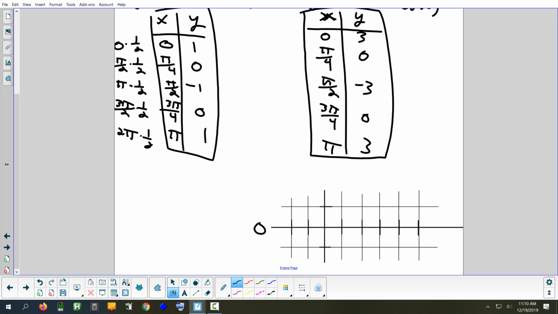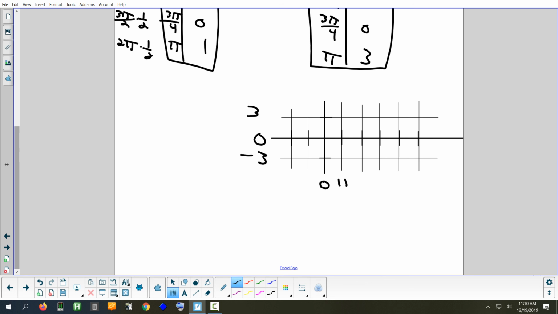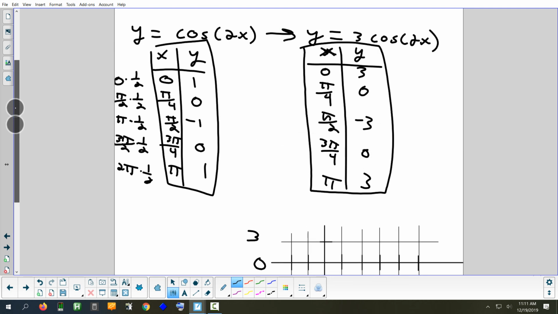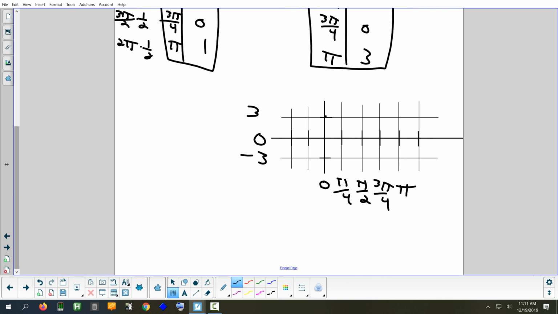All right, so I'm going to go 0, 3, negative 3 for my scale. And I'm going to go 0, 1 pi over 4, 2 pi over 4, 3 pi over 4, 4 pi over 4. But I reduce as I go. Okay. 3, 0, negative 3, 0, 3. Here's your sketch.